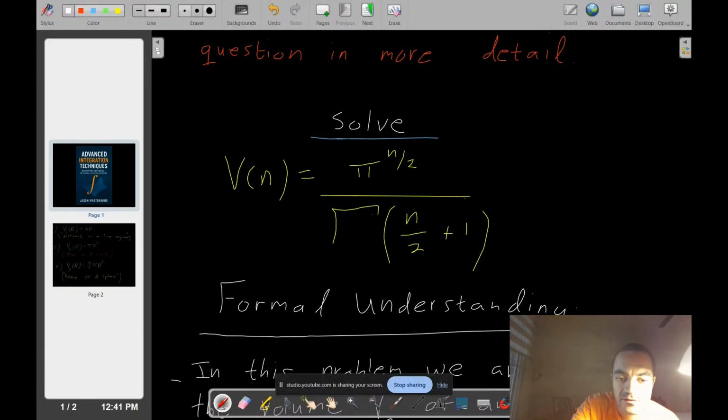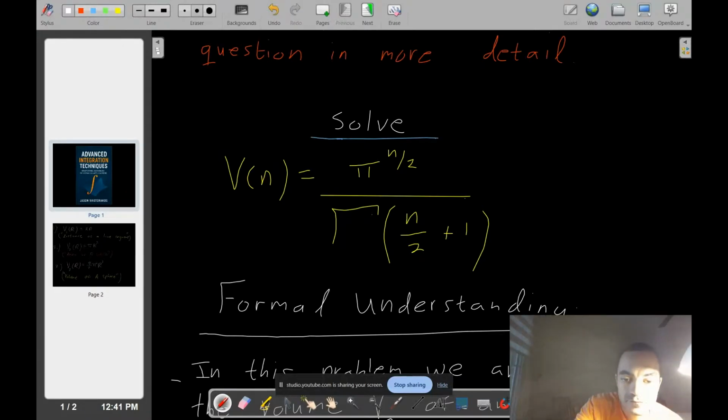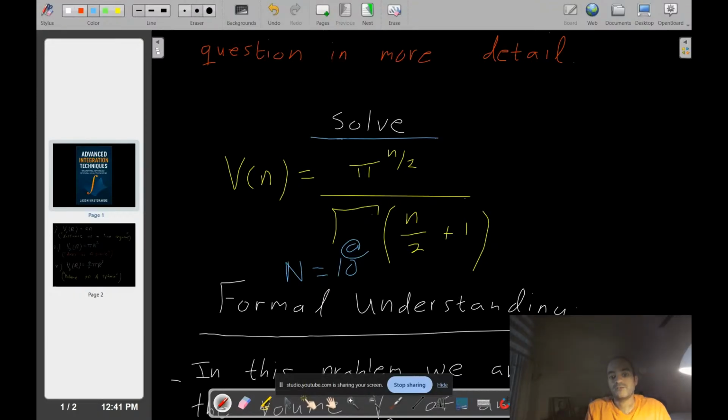I'm going to use a different color here. I'm going to use it at n equals 10. Just 1 second. At n equals 10 dimensions. Okay, just put it down there.